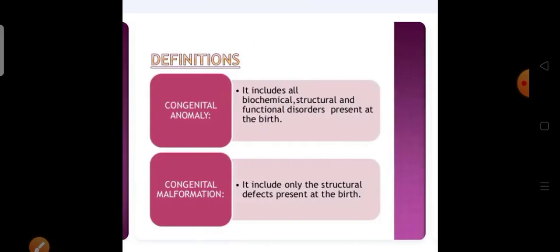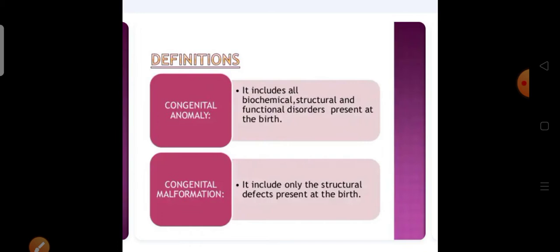Congenital anomalies include all the biochemical, structural and functional disorders present at birth. Congenital means that at the time of delivery the baby may have problems. She will deliver with complications. It may be structural, or functional, or biochemical. If the baby is delivered with complications like biochemical, structural, or functional problems, we call it a congenital anomaly. If the baby has structural defects, then we call it congenital malformations. You got my point?